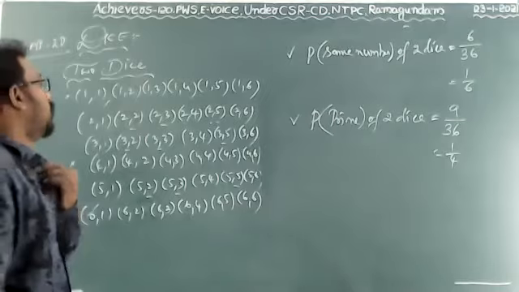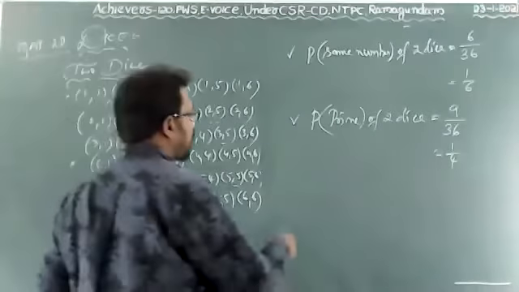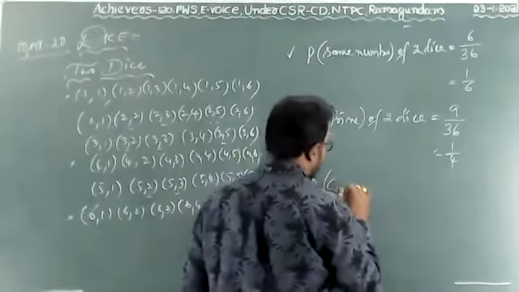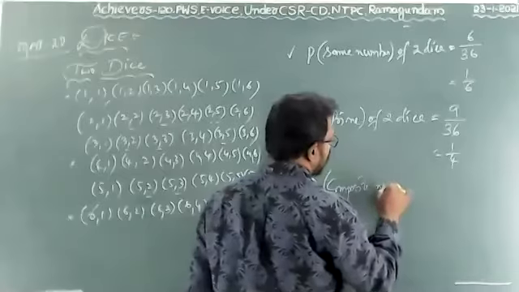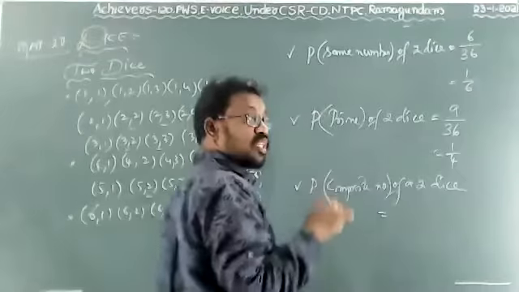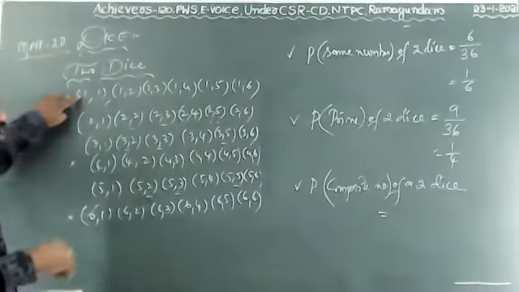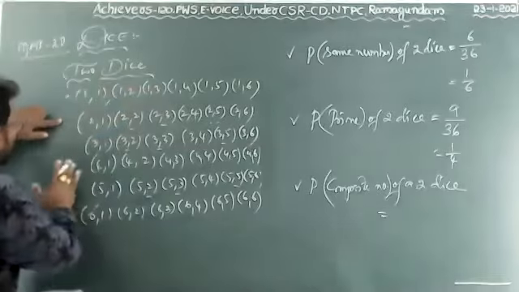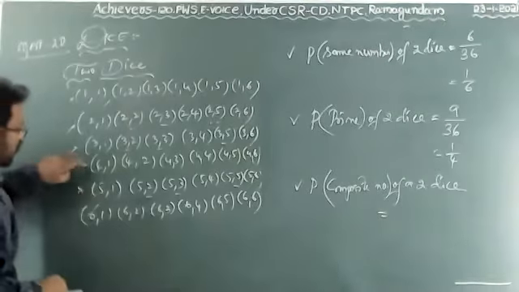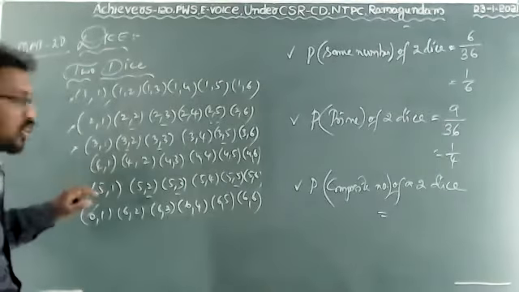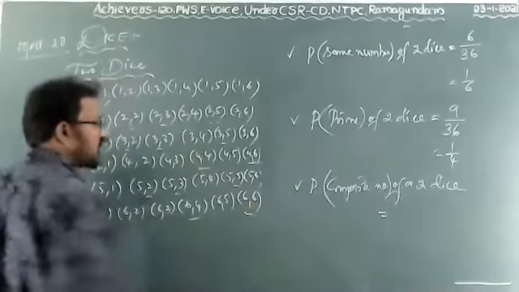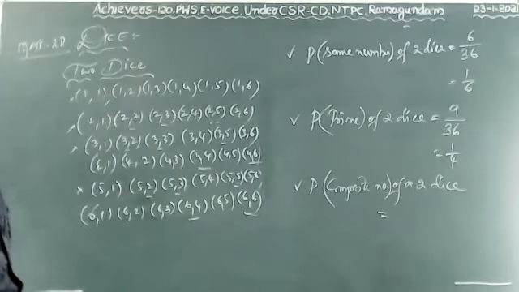Got it? We'll see one more. Probability of getting a composite number on 2 dice. One is not a composite, no need to check. Now we have to delete one, two, three, and five. Only four and six we have. From this four and six row: 4 4, 4 6, 6 4, 6 6. These are the composite numbers.